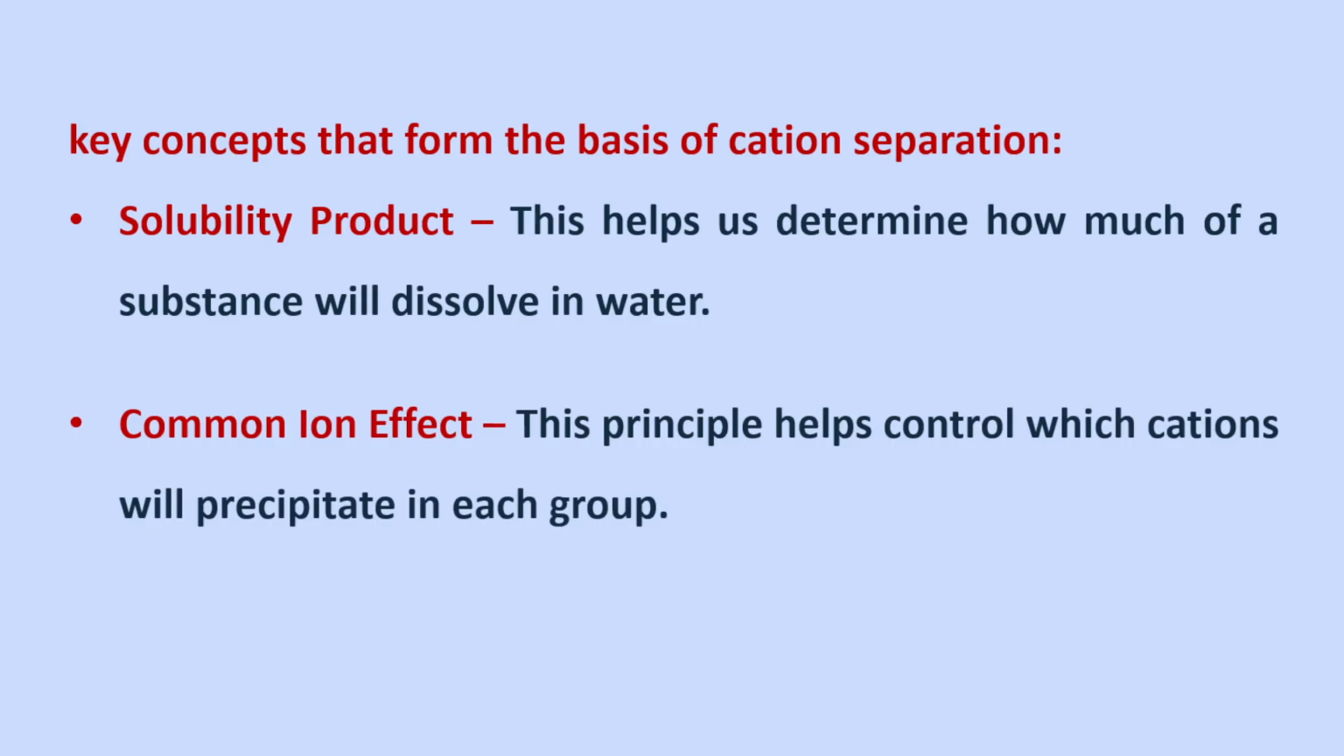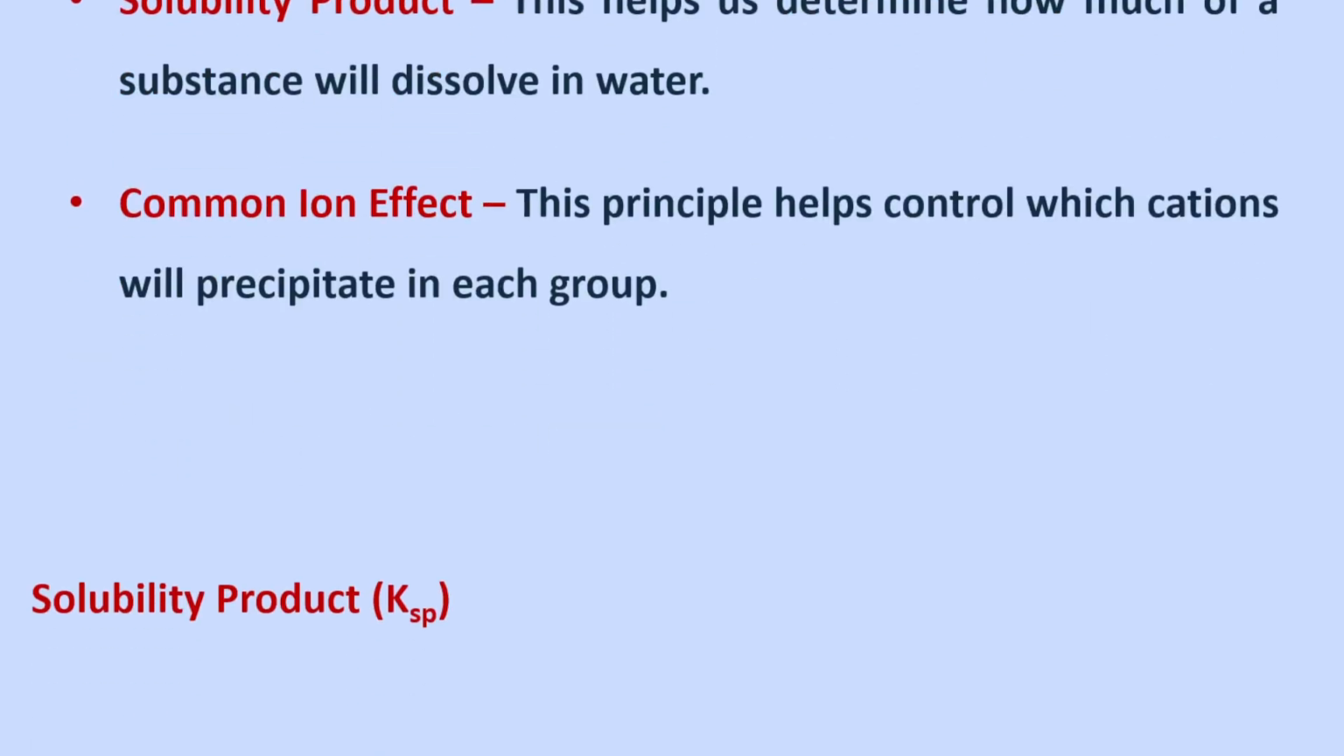The second concept is common ion effect. When we add a solution that already contains one of the ions of a salt, it reduces the solubility of that salt. This helps us control which cation will precipitate in a particular group. Very important for accurate group separation. So using these two principles, we are able to predict and control the separation of cation in a step-by-step manner.